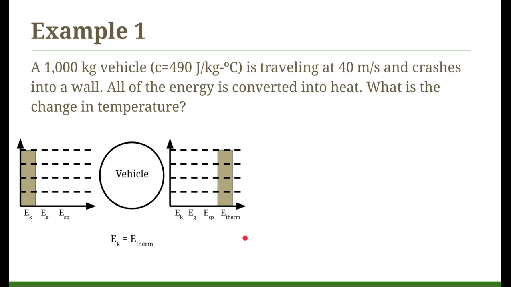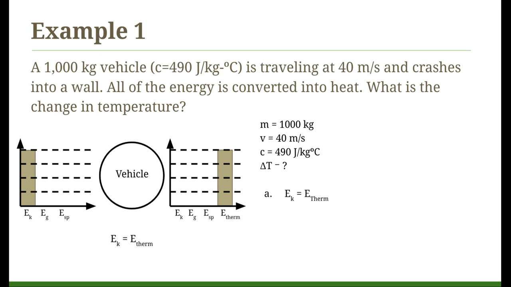Then we need to start looking at the values in the problem and seeing what variables they go with. This will be based on the units. So the 1,000 kilograms is a mass because kilograms are a unit of mass. The velocity of the car was 40 meters per second. The specific heat of the vehicle is 490 joules per kilogram degree Celsius. The change in temperature we do not know yet.